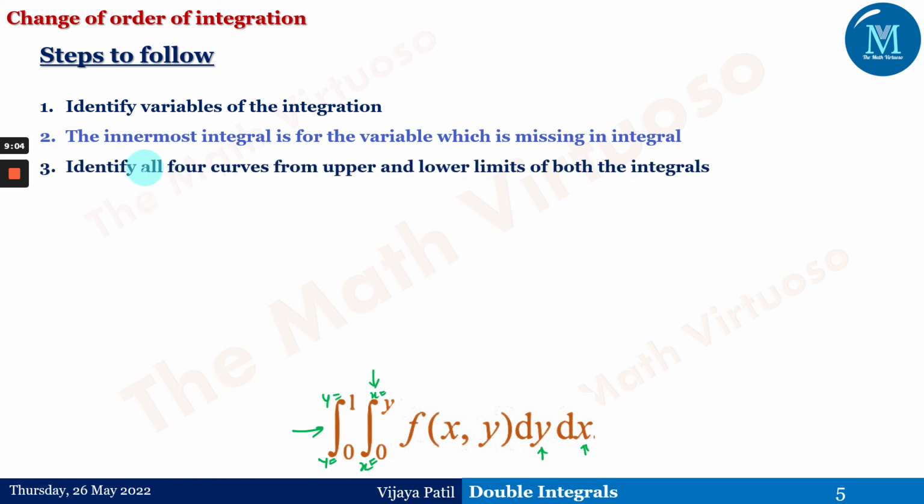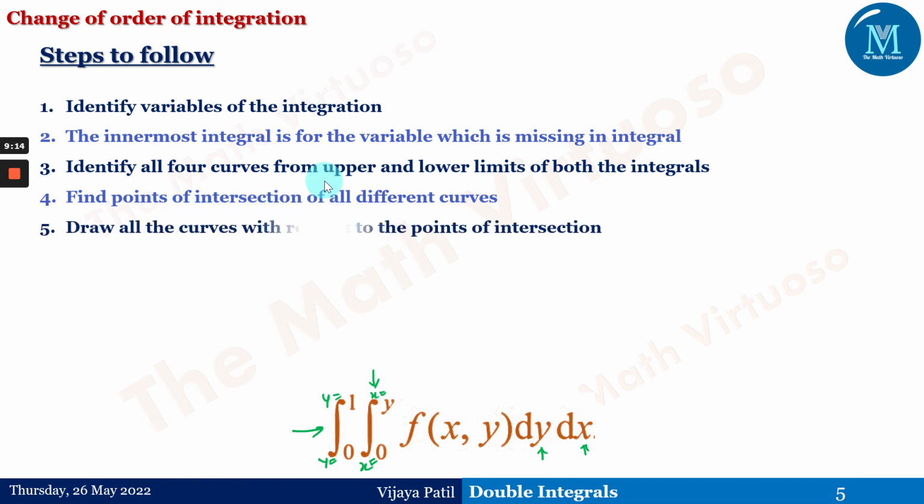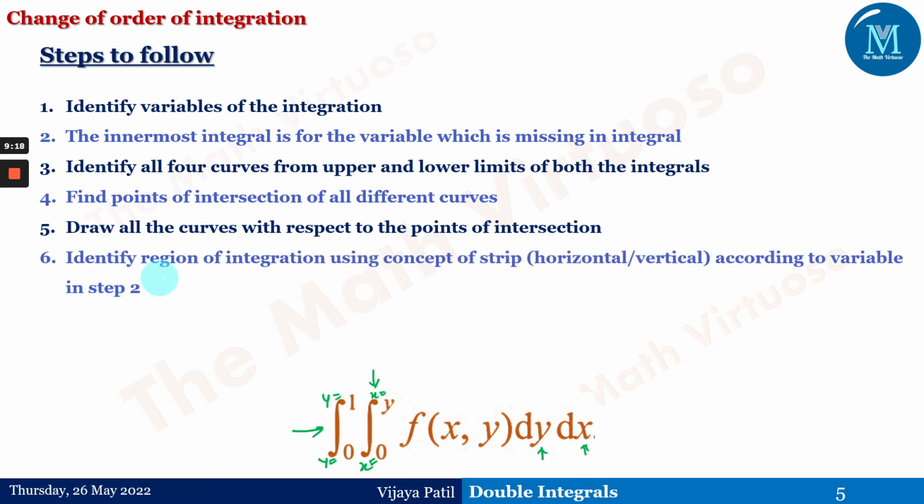Third, identify all four curves, that is x equals 0, x equals y, y equals 0, y equals 1, and the lower limits of both the integrals. Then find the point of intersection of all the curves. Draw all the curves with respect to the points of intersection. Identify the region of integration using the concept of a strip, whether it is horizontal or vertical.